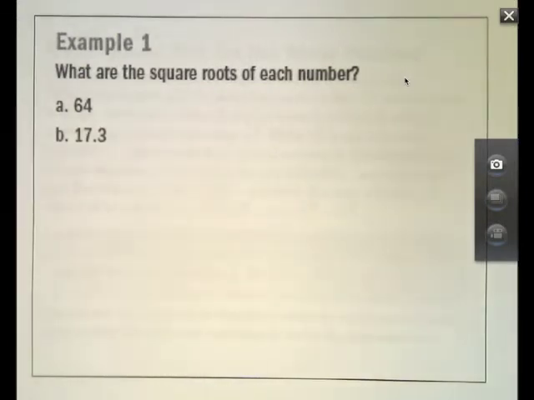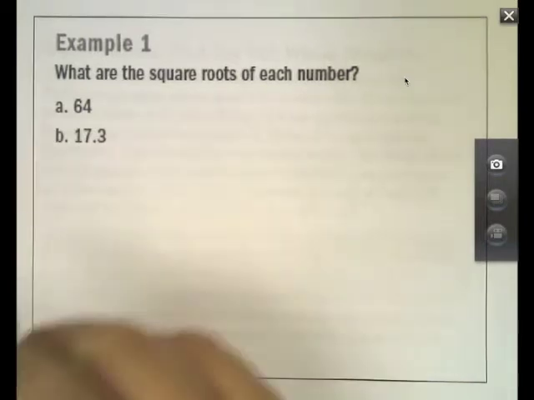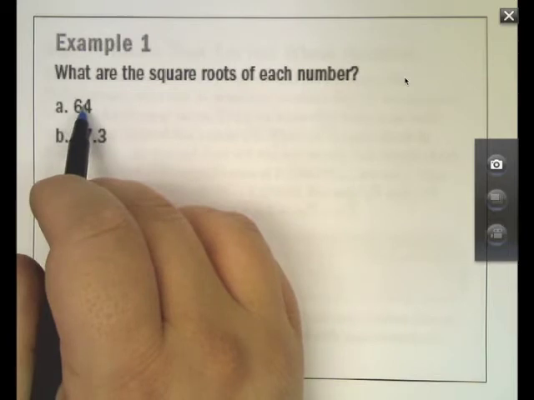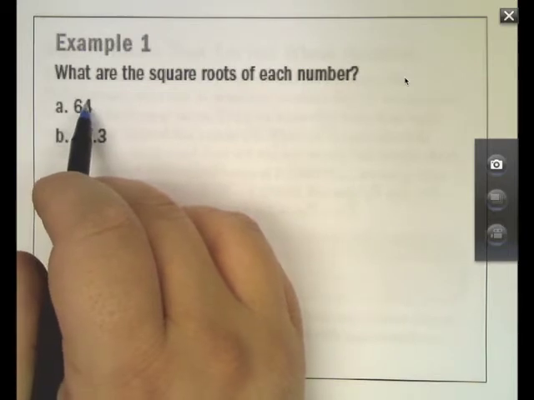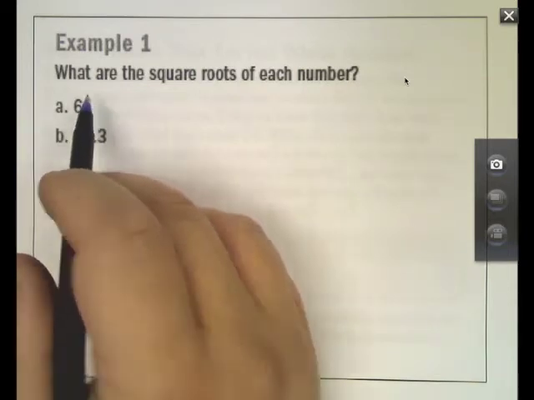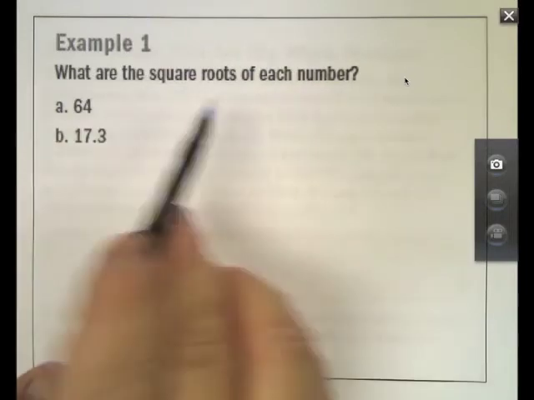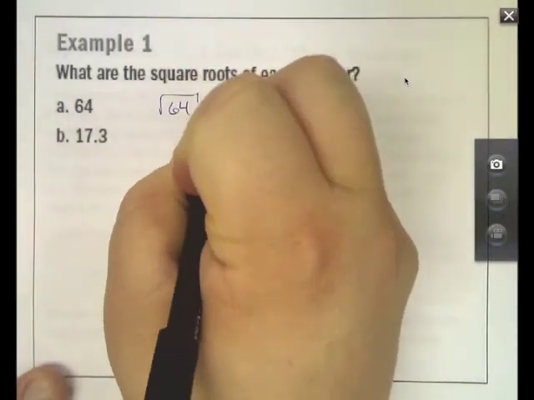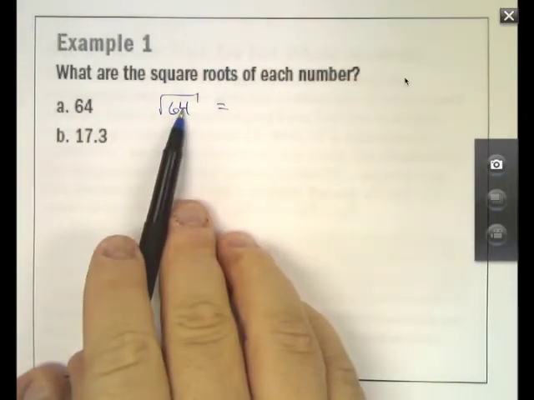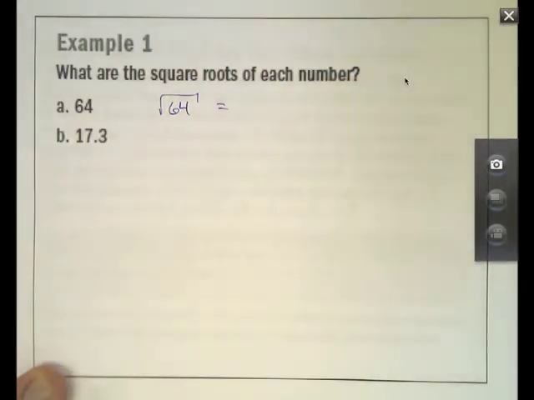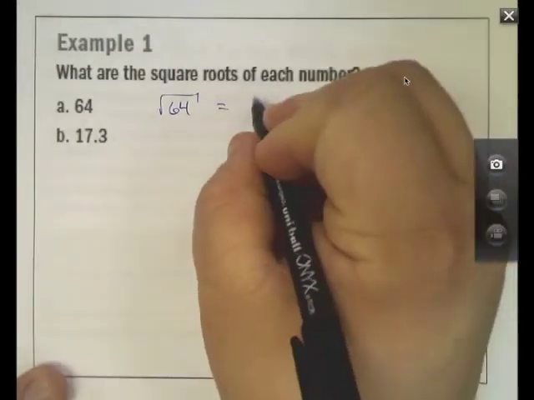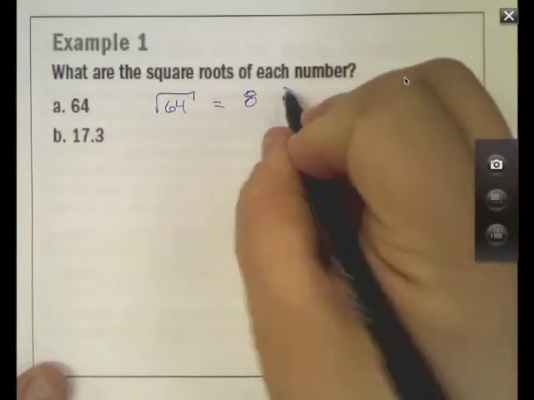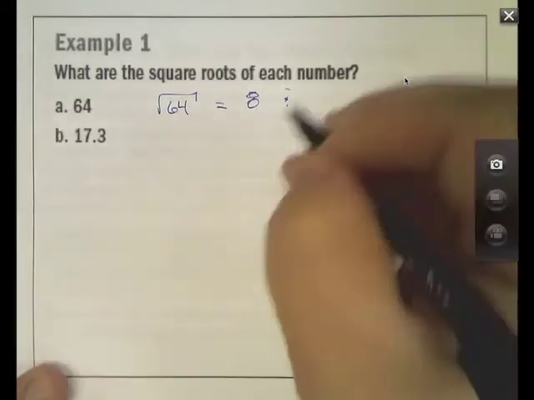Let's look at example 1. What are the square roots of each number? So we want to know numbers that will multiply by themselves 2 times to give 64. Okay, so we want to know what the square root of 64 is. Well, what times what gives me 64? You're going to say 8 times 8 gives me 64.